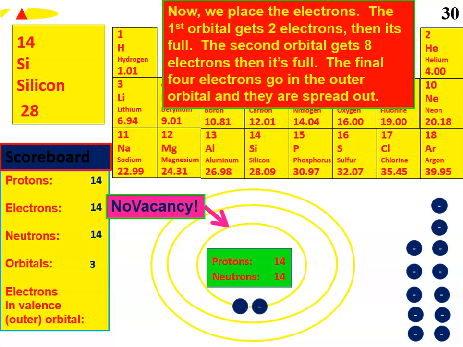And we put them side by side. Some books don't do that. I do it because I want to show that they're paired up. That means they cannot bond with any other electrons from, say, some other atom. Okay, now the second orbital gets 8 electrons, and then it's full.